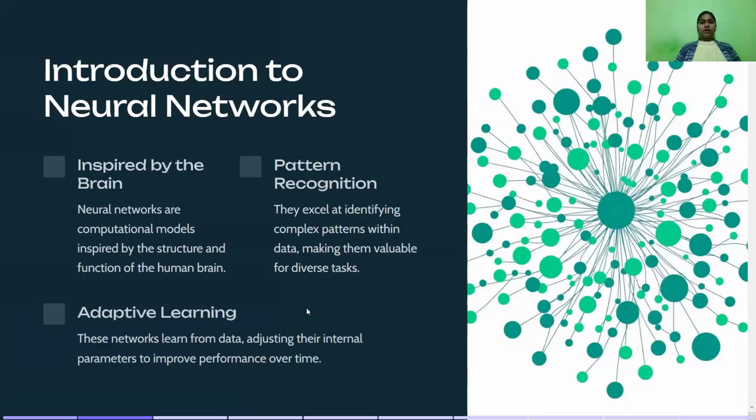Introduction to neural network. Neural network is inspired by brain, pattern recognition, adaptive learning. Inspired by the brain. Neural networks are computational models inspired by the structure and function of the human brain. Pattern recognition. They excel at identifying complex patterns within data, making them valuable for diverse tasks. Adaptive learning. These networks learn from data, adjusting their internal parameters to improve performance over time.